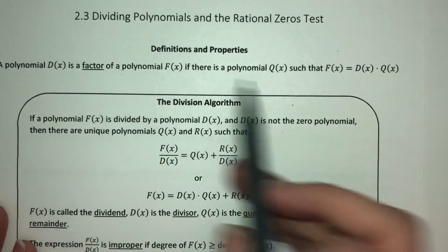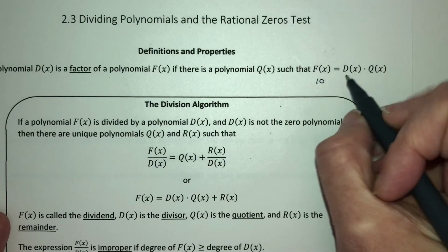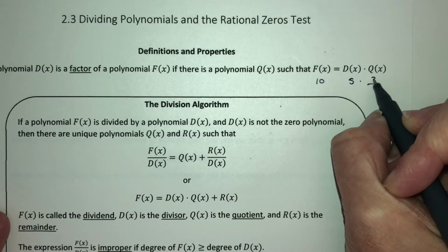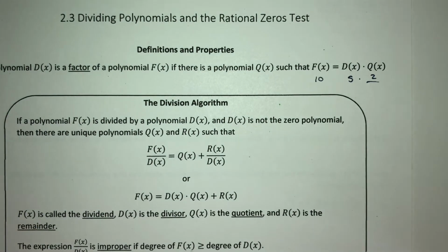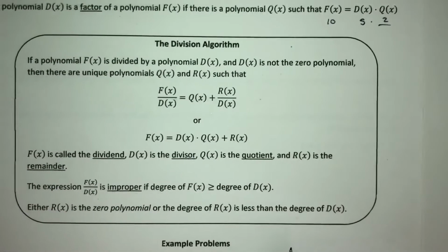So if I were just talking about that, then 5 is a factor, because there is a number here that I could put in. The same idea works for polynomials. So if x minus 2 is a factor, I could write it as x minus 2 times something else. Just basic rules of division. So let's look at this formally.